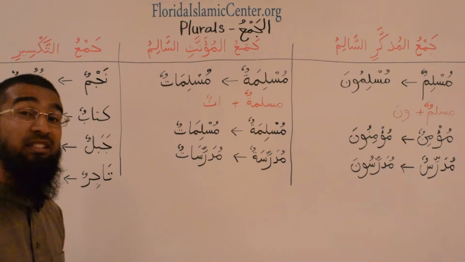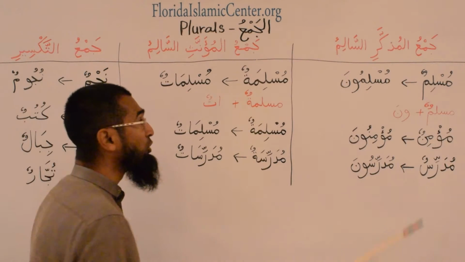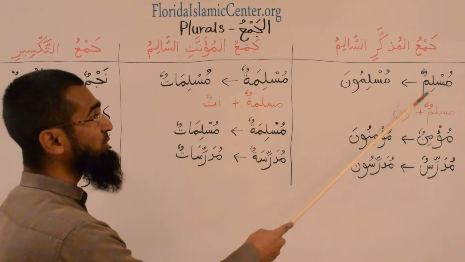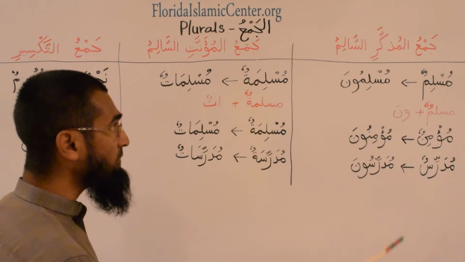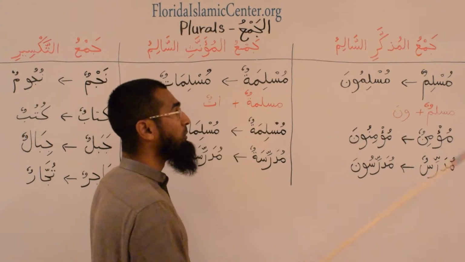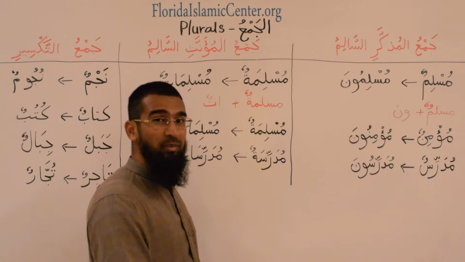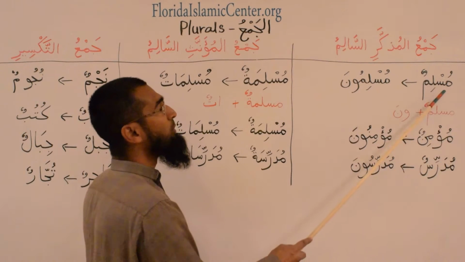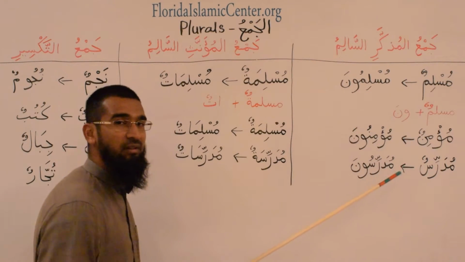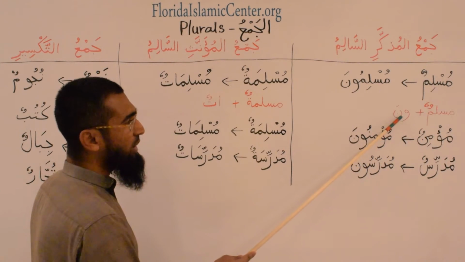Now let's go into details and see what exactly is a jam'ul mudhakkar salim. So what I've done, I've given you the singular words to see the difference between the singular and the plural. Firstly, we have the word Muslim. Muslim is a Muslim, right? And we know that Muslim is masculine. The feminine of Muslim would be Muslimatun. So Muslimun, how do you make it into a plural? Simply by adding a waw and a noon. You take the word Muslim, Muslimun, and you add a waw and a noon.